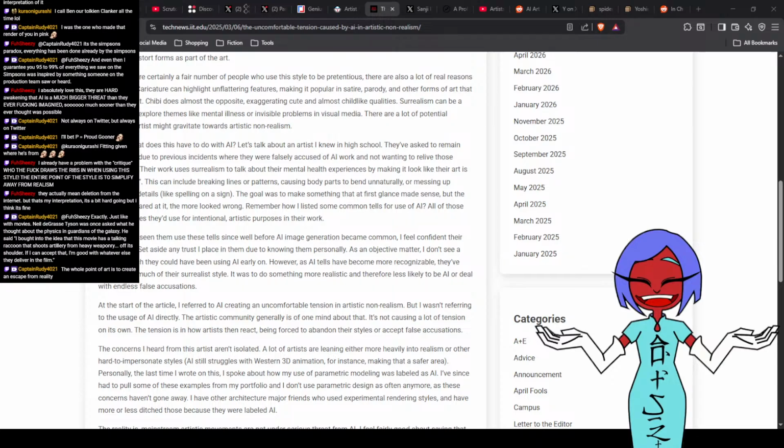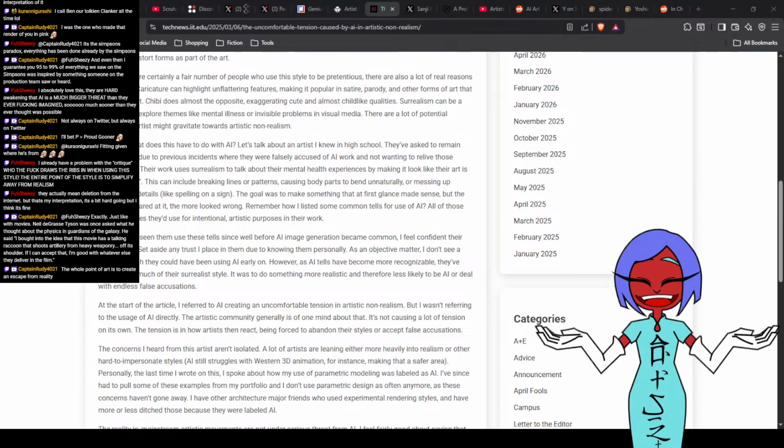Yep. Not always, Rudy says, not always on Twitter, but always on Twitter. Yeah. Captain Rudy says, I'll bet P equals proud gooner. Oh, God. Let's see. Fitting given where he's from. Possibly. Fushizi says, I already have the problem with the critique. Who draws the ribs in when using this style? The entire point of the style is to simplify away from realism. Exactly. It's an abstracted human form. They actually mean deletion from the internet, but that's my interpretation. It's a bit hard going, but I think it's fine. Yeah, I think they should just stop being quangos.